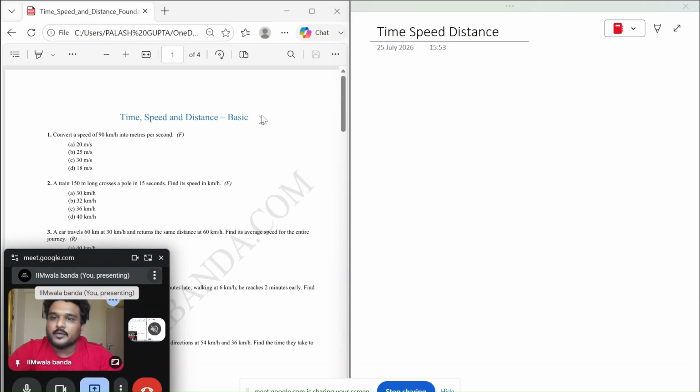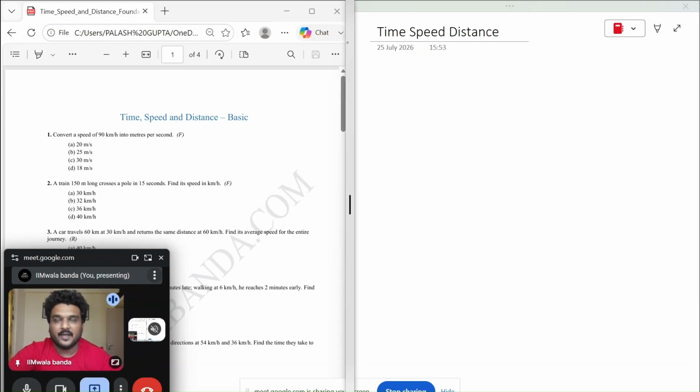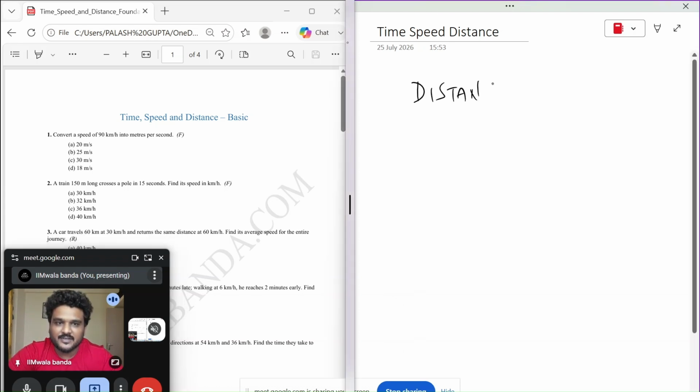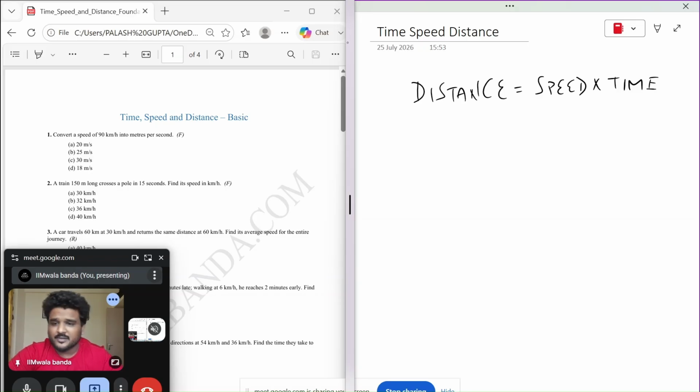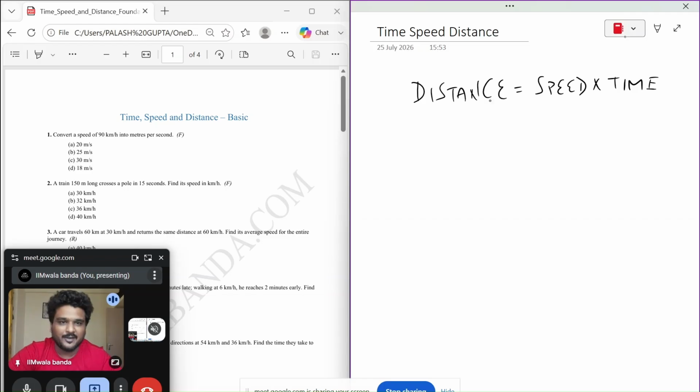First and foremost, it's very important to be aware of units of measurement, especially in this topic. So we all know the general formula, right? That whenever we talk about distance, it is speed into time, and most of the questions, almost all the questions will be revolving around this one basic formula.